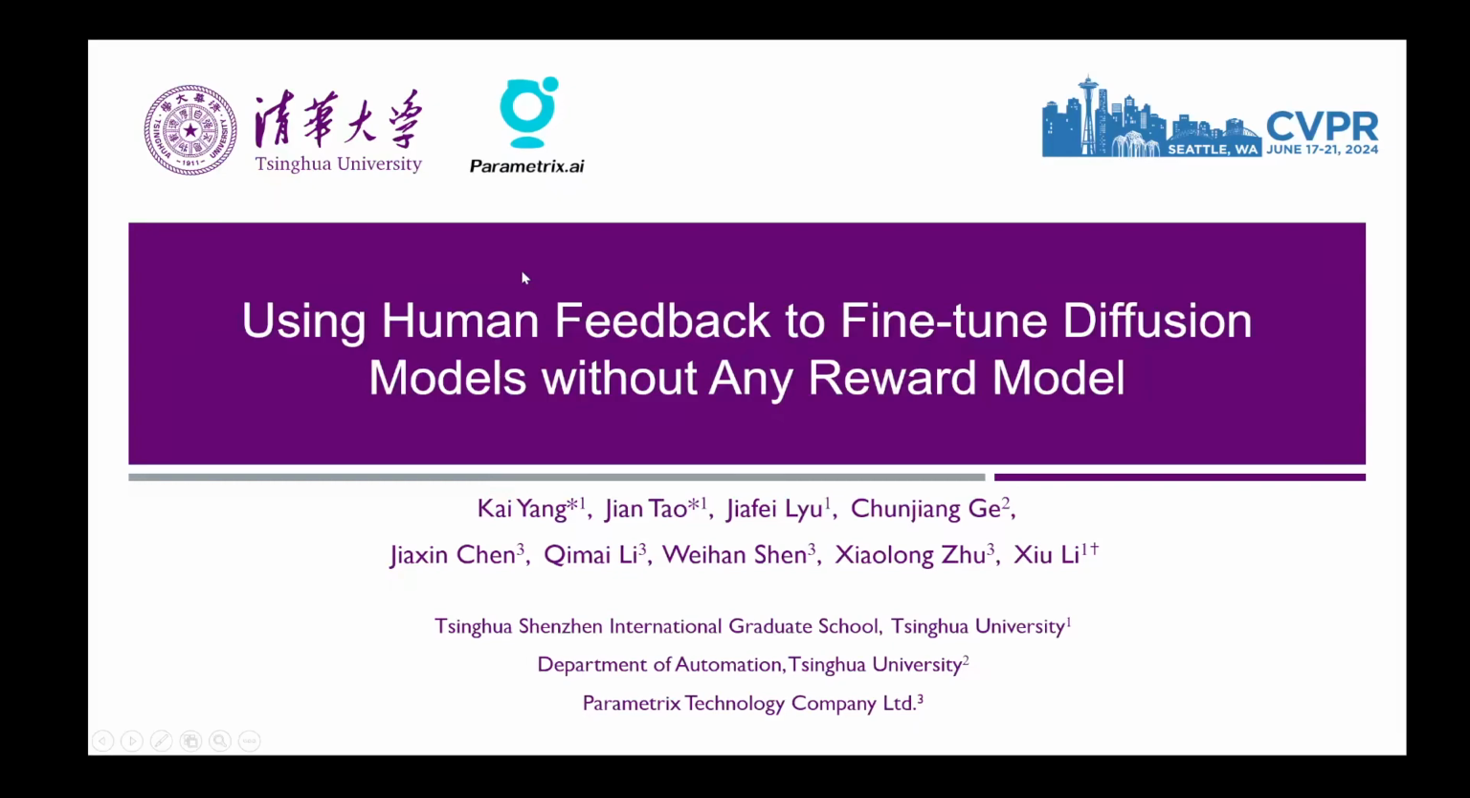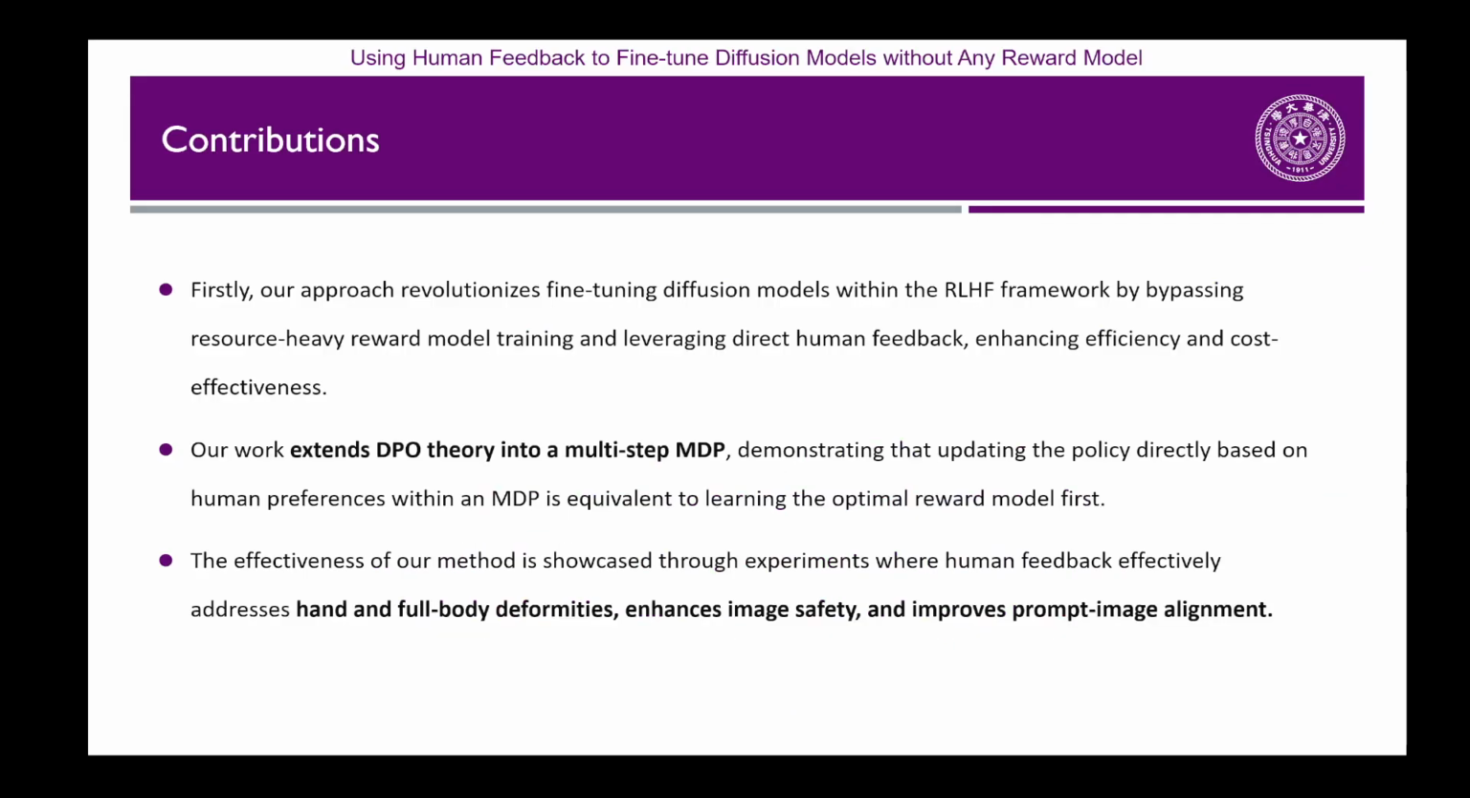We will introduce the D3PO method, an approach that enhances image generation using human feedback. The paper is titled, Using Human Feedback to Fine-Tune Diffusion Models Without Any Reward Model. The main contributions are as follows.